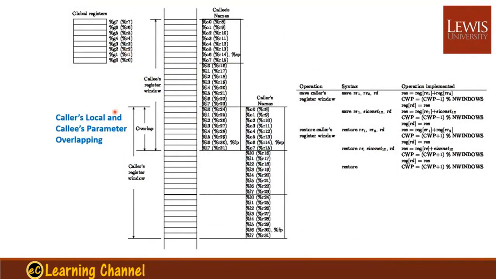And here it shows the caller's locals and the caller's parameters. The caller's frame and the callee's frame have some overlapping registers. Those registers usually hold parameters for the caller, and then they are also parameters for the callee, and the callee will use them as local variables as well.